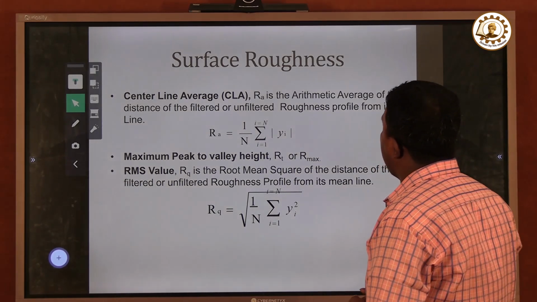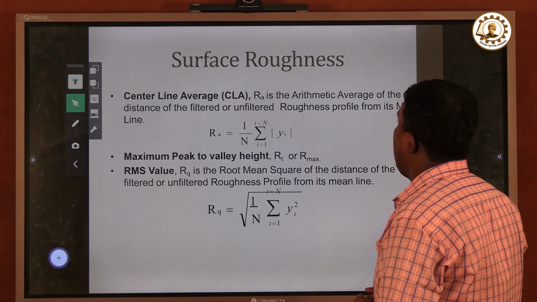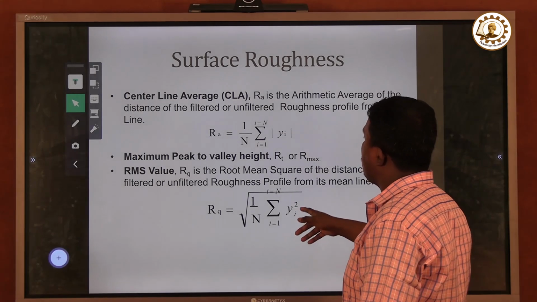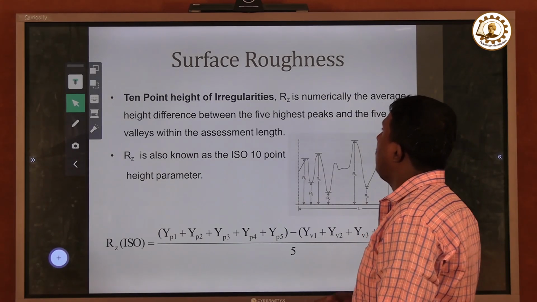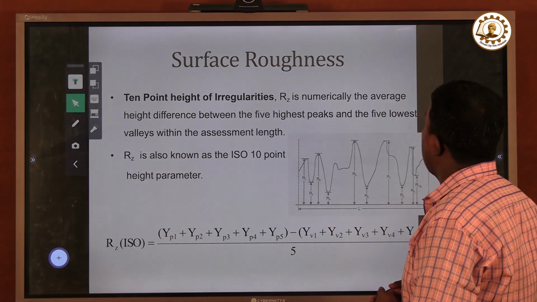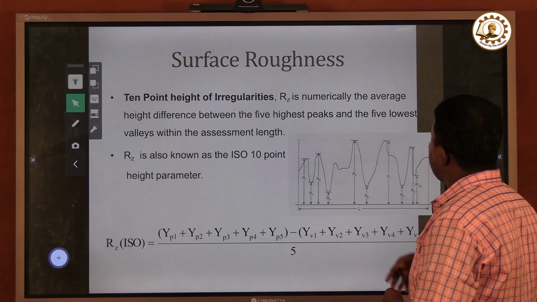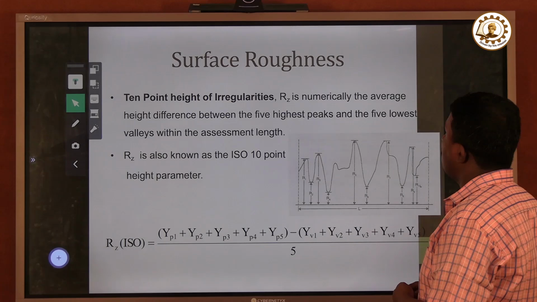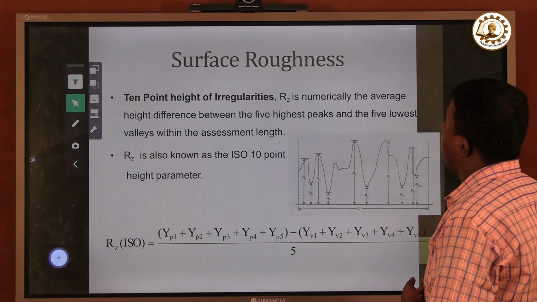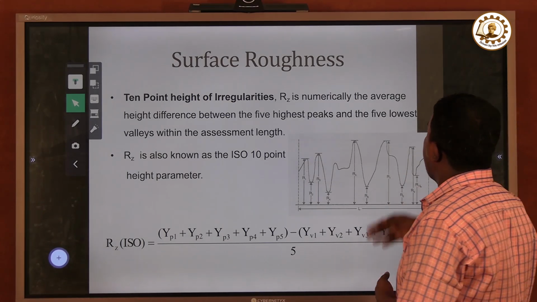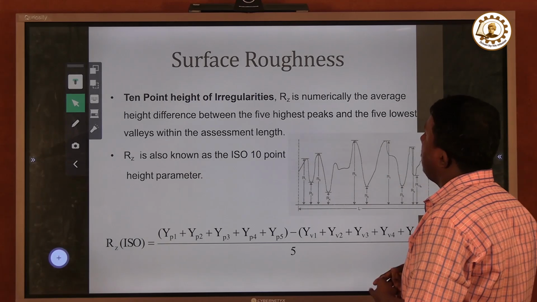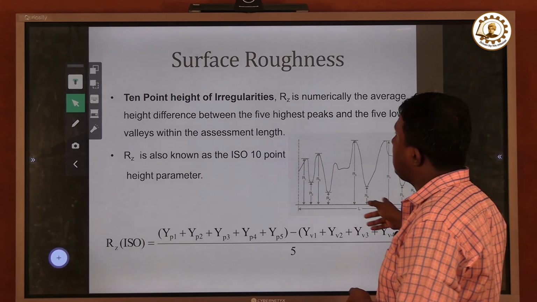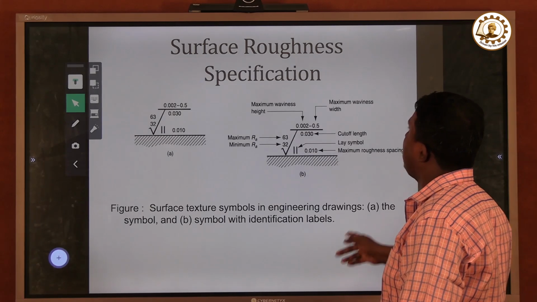Maximum peak to valley height is Rmax, and the RMS value is denoted by Rq. You can use this formula in order to calculate the RMS value. For the 10-point height of irregularities, you have to take the highest 5 peaks and the lowest 5 valleys. Basically it's the average difference between the 5 highest peaks and the 5 lowest valleys. It is denoted by Rz. So this is called the 10-point height of irregularities.